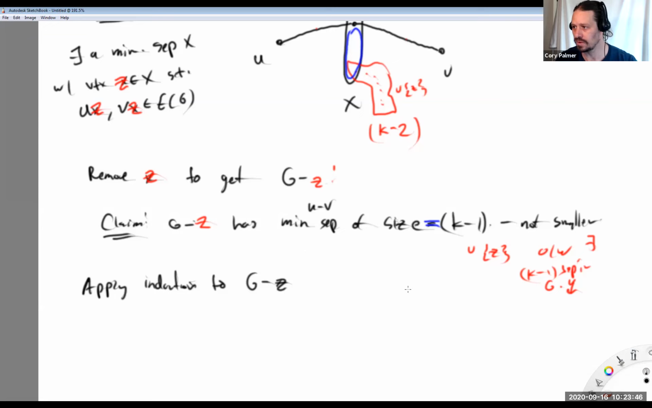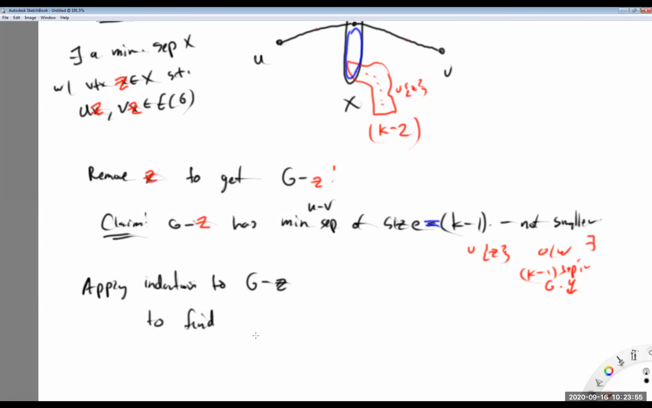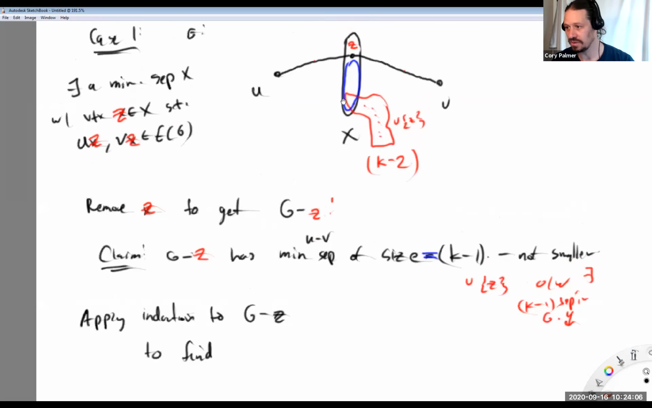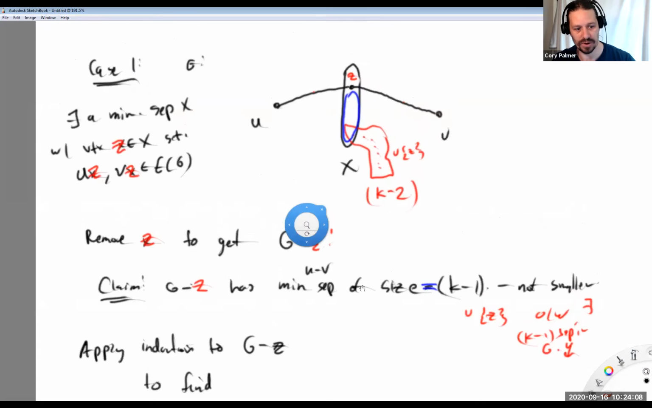So what does the statement of the theorem say? If the minimum UV separator is K minus 1, then what does it give us? A UV separator of size K minus 2? No, not that, Brad, right? G minus Z is this subgraph of G, and it has fewer edges, and it has a UV separator of size K minus 1. In fact, the minimum size UV separator is of size exactly K minus 1.